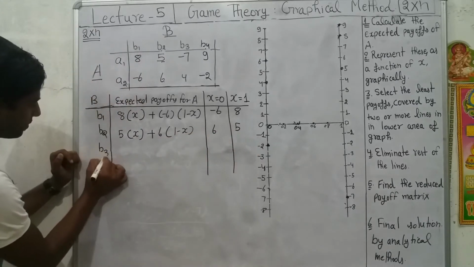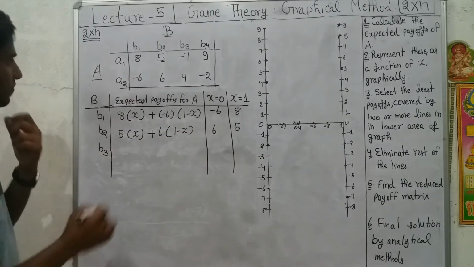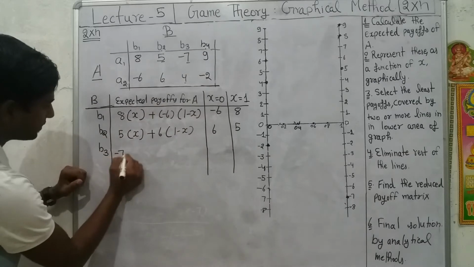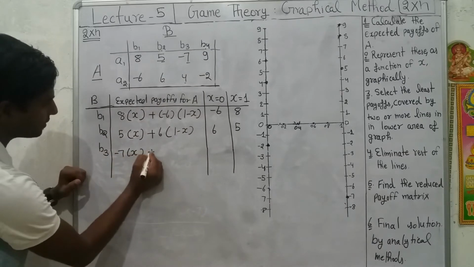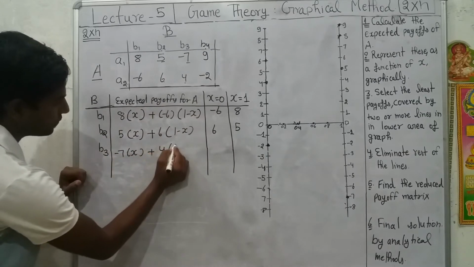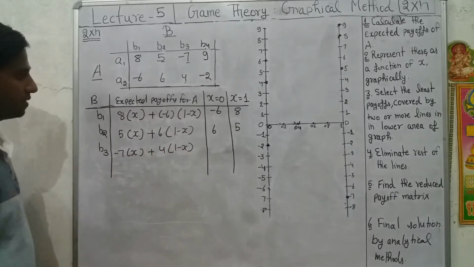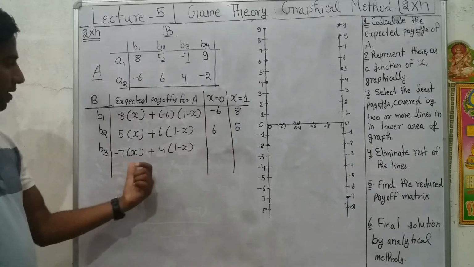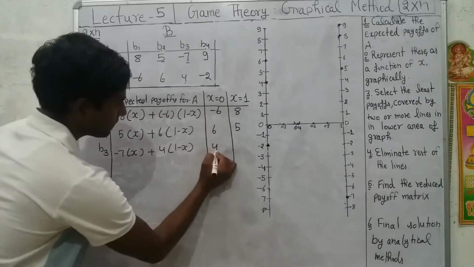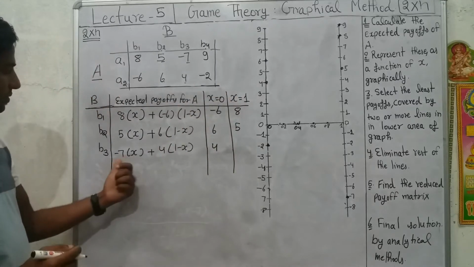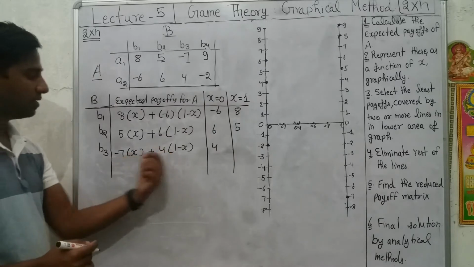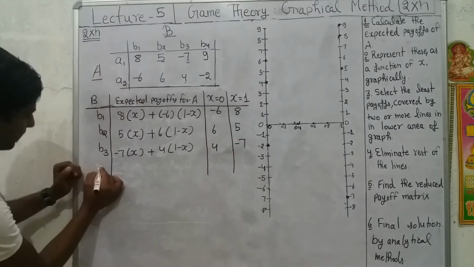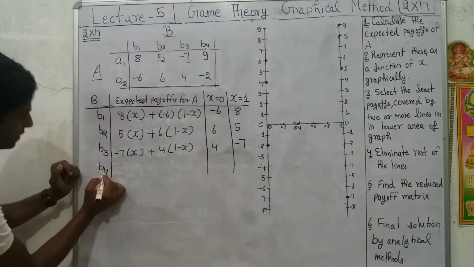The value in response to B3 would be, A1 is minus 7, A2 is 4, so minus 7 into x plus 4 into 1 minus x. So the expected payoff, if x is equal to 0, then 4, and if x is equal to 1, minus 7 into 1, minus 7 plus 0, so minus 7. Expected payoff in response of strategy B4.